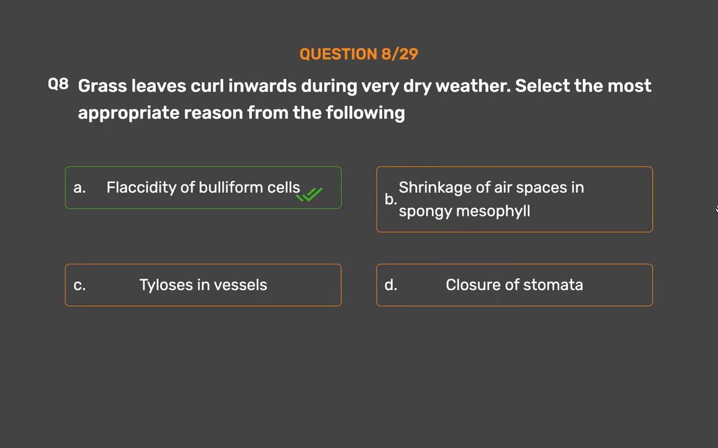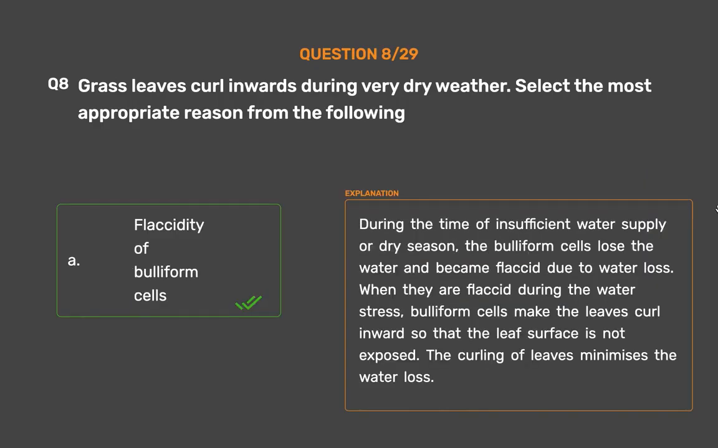Flaccidity of bulliform cells. During the time of insufficient water supply or dry season, the bulliform cells lose water and become flaccid due to water loss. When they are flaccid during the water stress, bulliform cells make the leaves curl inward so that the leaf surface is not exposed. The curling of leaves minimizes the water loss.